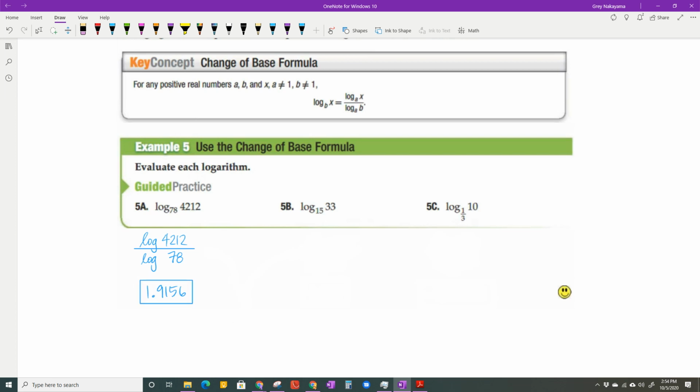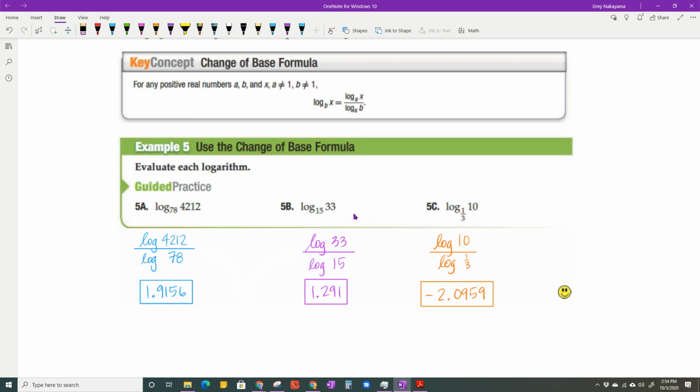That's all it is. Evaluate each logarithm. So log base 15 of 33 is going to be the log of 33 over the log of 15. If you can remember, whatever's the bigger number goes on top, and the smaller number goes on the bottom. Punch that in your calculator, 1.291. Over here, again, I'm writing the log over the log. The number on top is 10, and the number on the bottom is 1/3. When you punch that in your calculator, you get negative 2.0959.